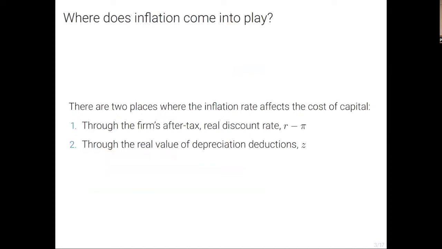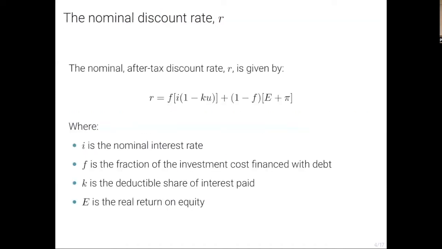So where does inflation come into play? There are going to be two places in which inflation impacts the cost of capital. The first is through the firm's after-tax real discount rate. That's in the numerator in the first term on the right-hand side of the equal sign in that equation for the cost of capital. The second place through which inflation is going to affect the cost of capital is through the real value of those depreciation deductions, the term Z in the cost of capital function. Let me begin by looking at the nominal discount rate R.